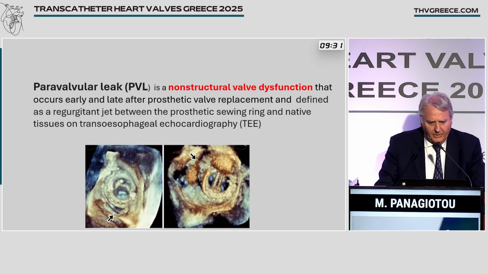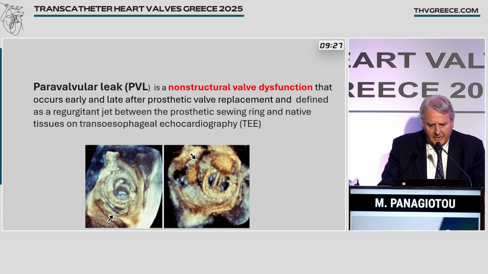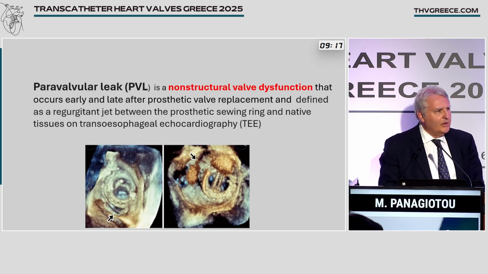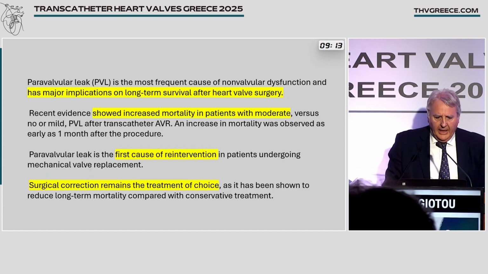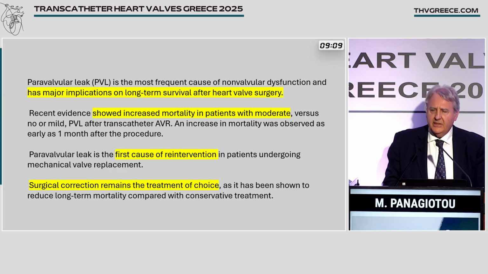Let's start with the definition of paravalvular leak. It's a regurgitant jet or multiple jets between the prosthetic sewing ring and native tissues. It's actually the most common non-structural valve dysfunction or deterioration. It definitely has major implications on long-term survival.